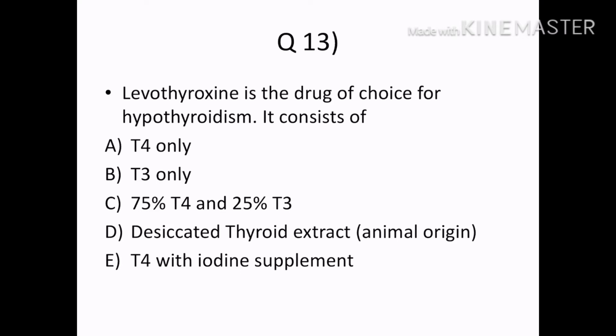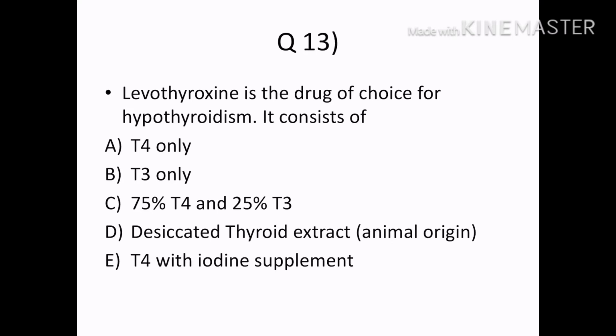So levothyroxine is given in patients who have hypothyroidism, meaning that their thyroid gland is producing a decreased amount of thyroid hormone. The natural thyroid hormone that is released from our thyroid gland consists mainly of T4. T4 is converted within the body to T3. T3 is the active form that exerts the effects. So if we are giving exogenous thyroid hormone in the formulation of levothyroxine, is it T4, T3, a mixture of both, or a desiccated extract from an animal origin?